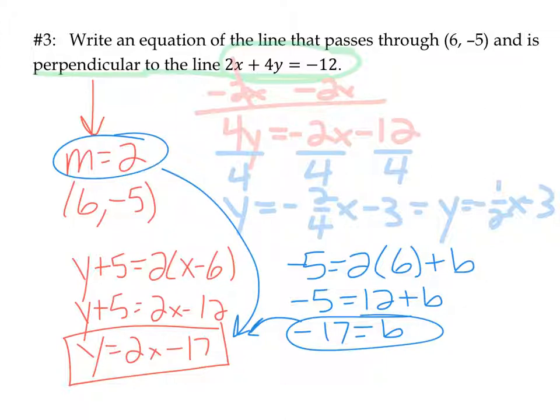Key is know the slope of the line, and then if you want to write an equation parallel to it, keep the slope the same. You want to write an equation perpendicular to it, you take the slope and make it an opposite reciprocal, and then remember how we can use points and slopes to write our equations of the lines.